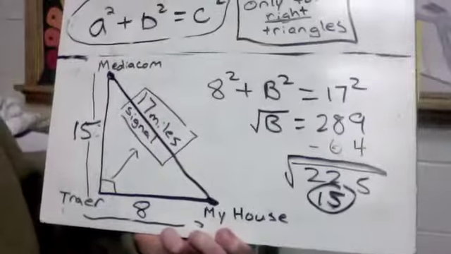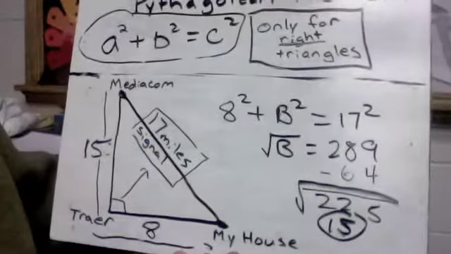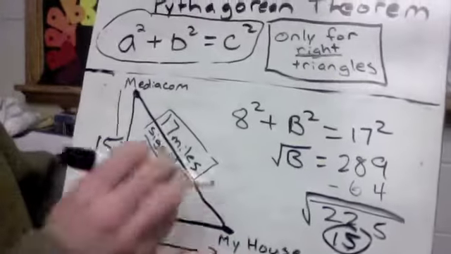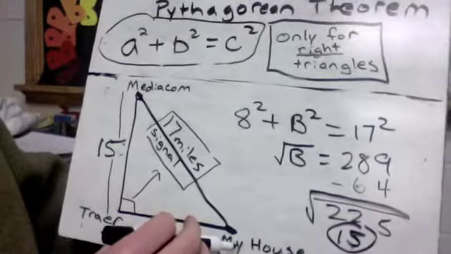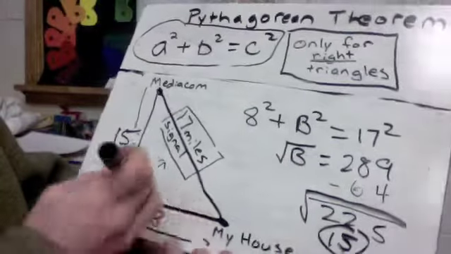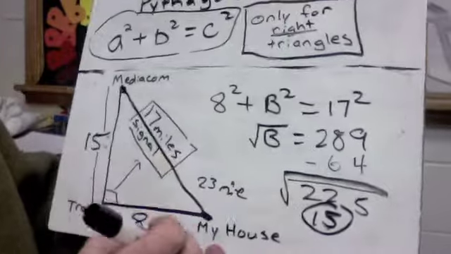So if the question was, what's the trip from Mediacom headquarters to my house for the guy who's coming to look at my internet, Mediacom to Traer is 15 miles. Traer to my house is 8 miles. That's going to be a total of 23 miles, a 23-mile trip.